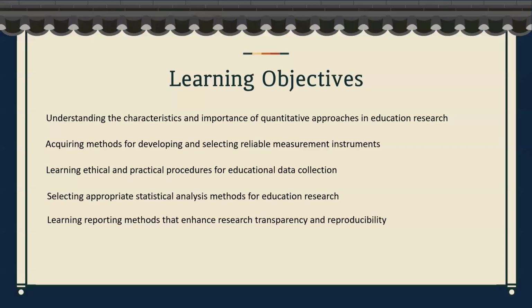By the end of this session, you should be able to do 5 things. 1. Understand the importance of quantitative research. 2. Develop or select reliable measurement instrument. 3. Learn ethical and practical data collection procedures. 4. Choose the correct statistical analysis method. And 5. Learn reporting method that make your work transparent and easy to reproduce.